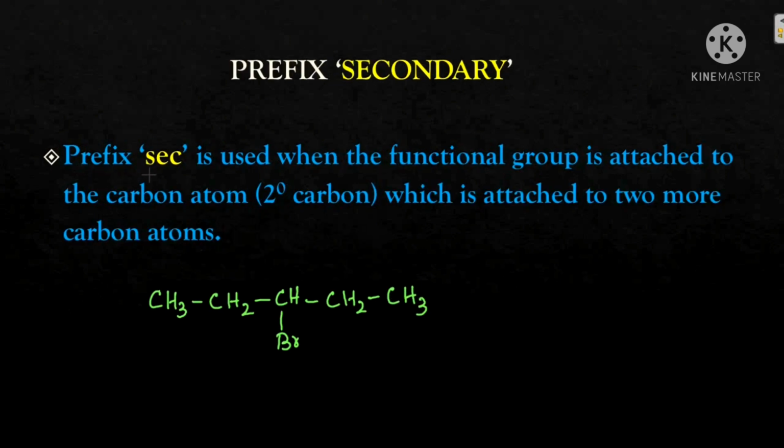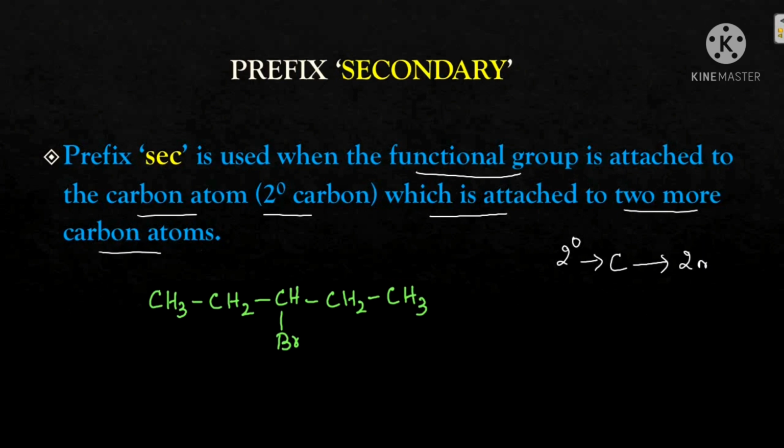Students, this prefix secondary should be used when the functional group means the halogens. Here we are looking into haloalkanes or alkyl halides. So here the functional group should be halogens. The functional group is attached to the carbon atom which is attached to two more carbon atoms. That is a secondary carbon. What is secondary carbon? The secondary carbon is a carbon atom which is attached to two more carbon atoms. Understood? When a carbon atom is attached to two more carbon atoms, we call that a secondary carbon atom.